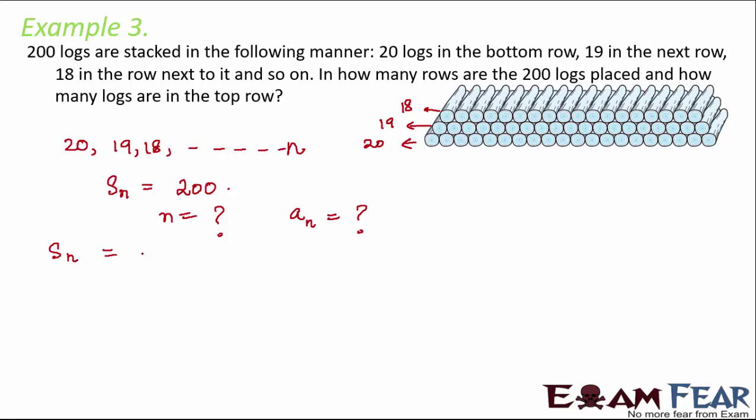Now Sn is equal to n by 2 into 2a, a is 20, plus n minus 1 into d. So d here is minus 1.